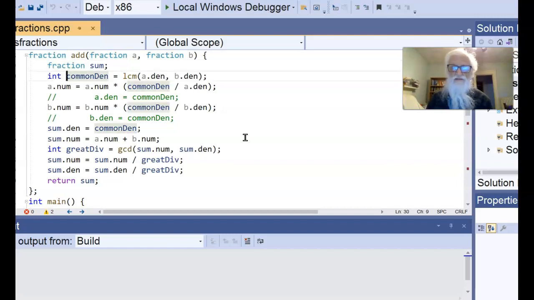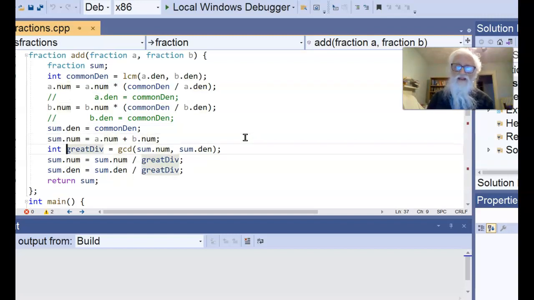I compute the common denominator using LCM. Then I compute the numerator of A num and the numerator of B. I didn't have to compute the denominator, it's just the common denominator. The numerator is the sum of those two numerators.